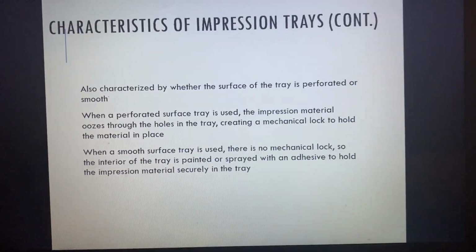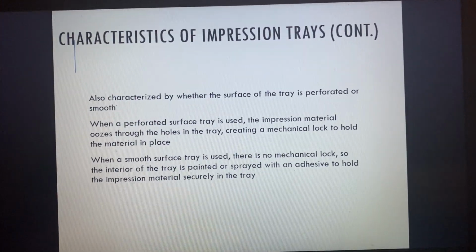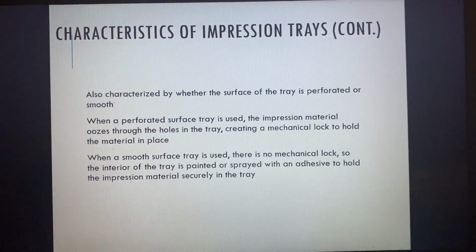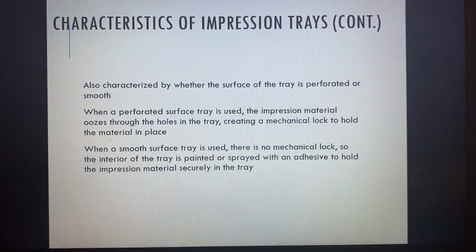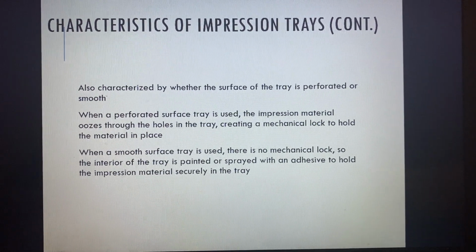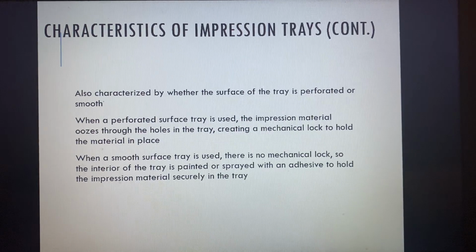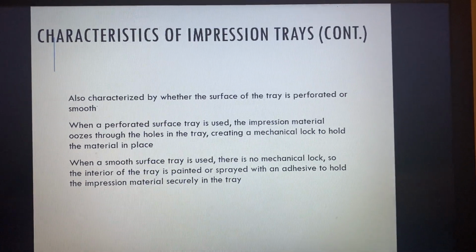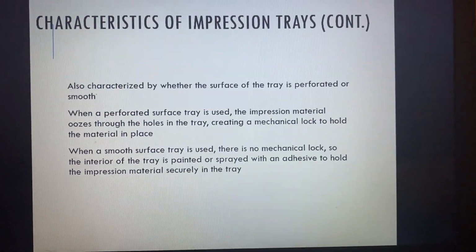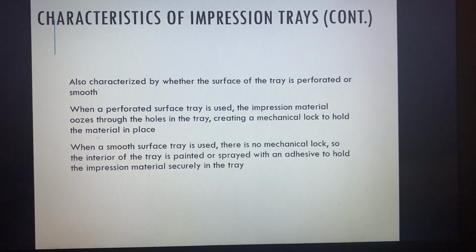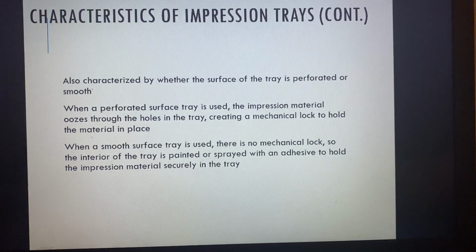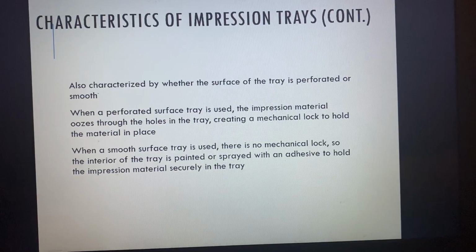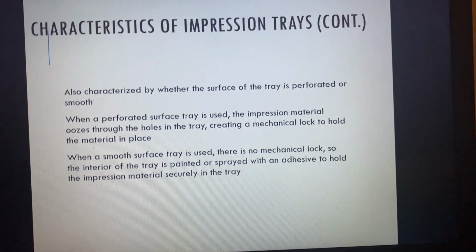Okay? Next one. So let me explain this first. When the tray is perforated, it creates a mechanical lock, right? It holds that material in place. But if the tray is smooth, then there's no way to create a mechanical lock. So if you want to lock that material in or keep it in place, you would have to use what's called a tray adhesive, which is a spray that a lot of offices do have. So basically you'll spray the tray, let it dry, then mix your impression material and take the patient's impression.